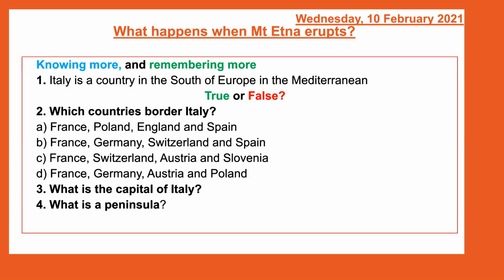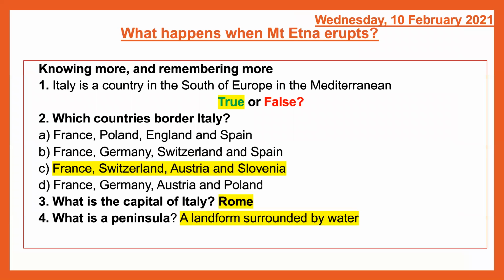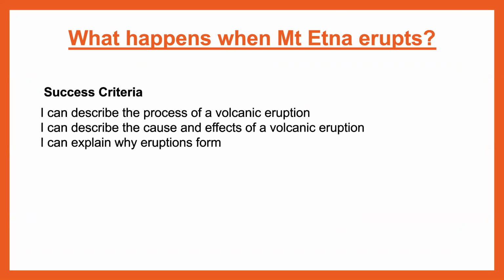So question 1, Italy is a country in the south of Europe in the Mediterranean. That is true. Question 2, which countries border Italy? The answer was C, France, Switzerland, Austria and Slovenia. Well done if you got those right. Question 3, what is the capital of Italy? That is Rome. Question 4, what is a peninsula? A landform surrounded by water. So well done if you got all of those right.